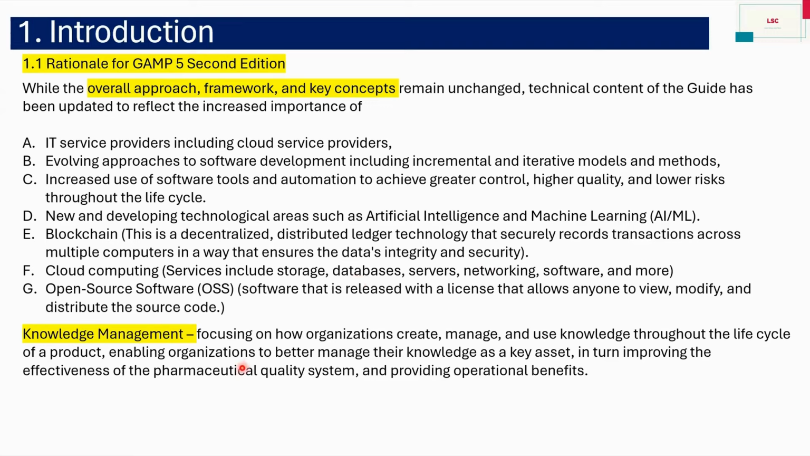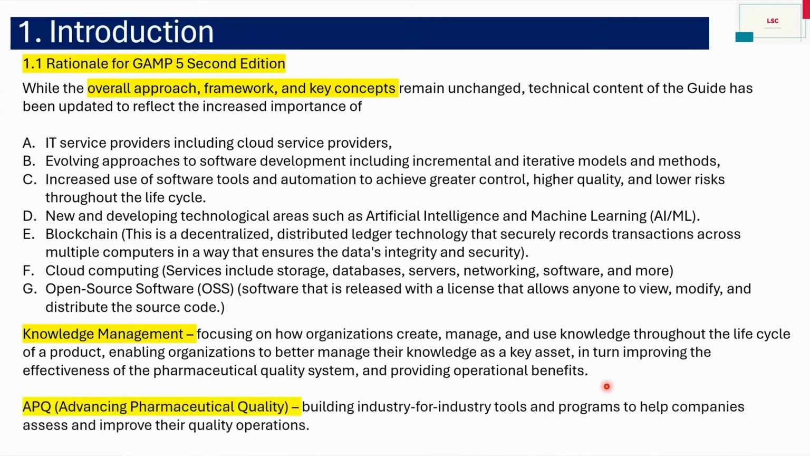After that, the next reason is knowledge management. Means focusing on how organizations create, manage, and use knowledge throughout the life cycle of the product, enabling organizations to better manage their knowledge as a key asset, in turn improving the effectiveness of the pharmaceutical quality system and providing operational benefits. So this is the second reason.